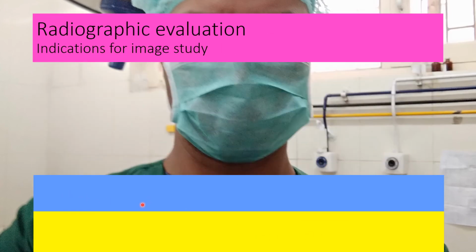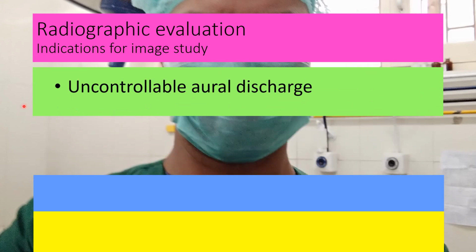Now radiographic evaluation: indications for image study, when will we go for CT in a patient who has ear disease? Uncontrollable otorrhea, when the discharge is not under control, the patient comes to you 4, 5, 6 times over 6 months, or with a long duration, a history of 3 years, 2 years, since childhood, and you give antibiotics for 5 weeks and then go for CT scan.